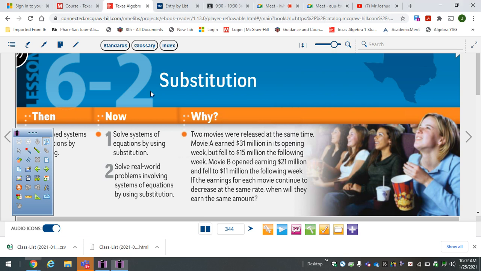Hey guys, good morning. We're going to do substitution today. 6-2 in the book: solve systems of equations by using substitution. Remember, a system is at least two equations together. We're doing linear ones, so it's pretty easy. Solve real-world problems involving systems of equations by using substitution.